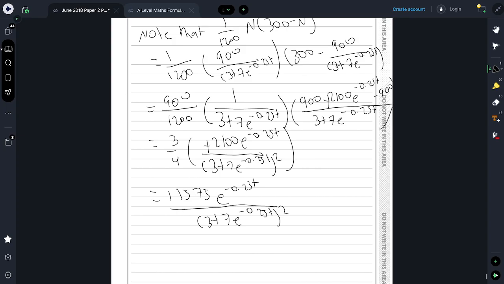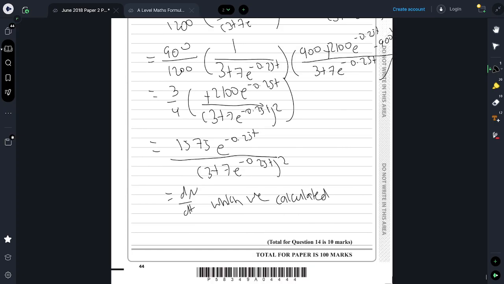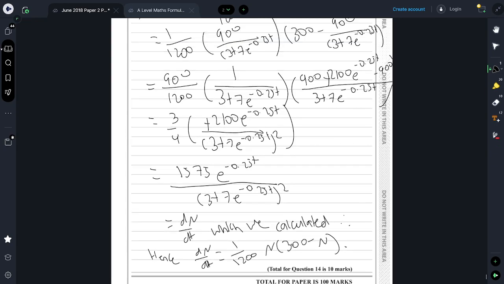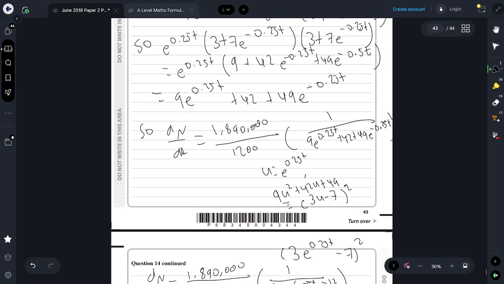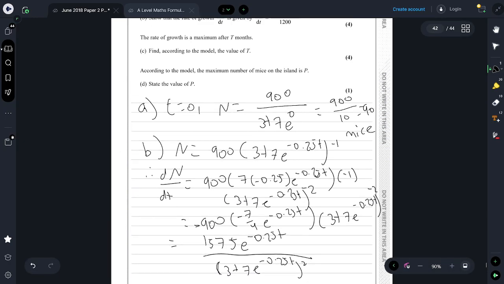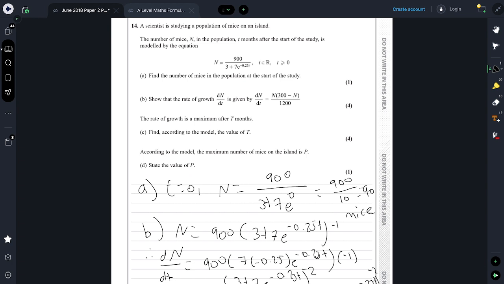So in exam conditions, obviously it takes a bit of time. Which is dn by dt, which we calculated. Now it doesn't say prove that, it says show that, and it's not an identity. So hence dn by dt is 1 over 1/1200 n of 300 minus n. Okay, I think that's the best way to do it if you're a bit stuck. It's not like a trick proof with an identity. You can kind of meet in the middle, I guess.